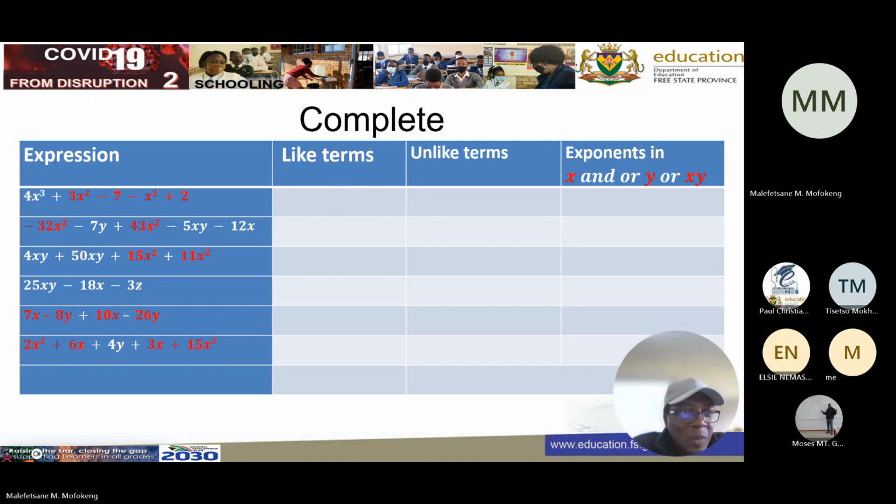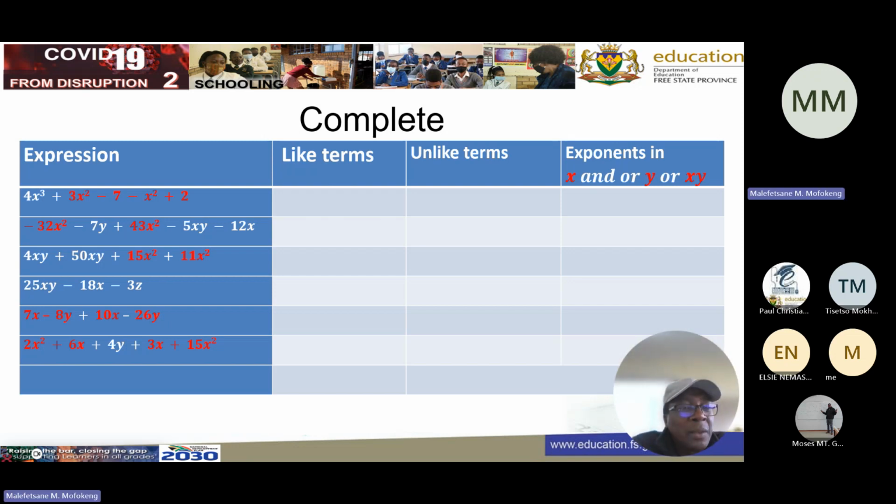Number 3: 4y plus 50xy plus 15x squared plus 11x squared. The red ones are like terms. The ones that are not colored, they are white, are unlike terms. Now, exponent in x, it is 2 because we have 15x squared and another one, 11x squared. The exponent in y and xy is 1. Remember, like terms can be added and unlike terms cannot be added.